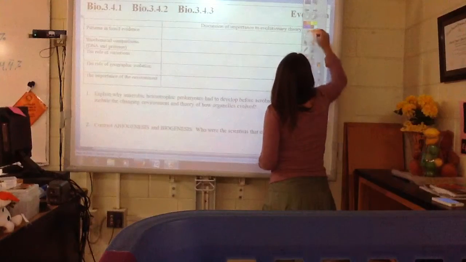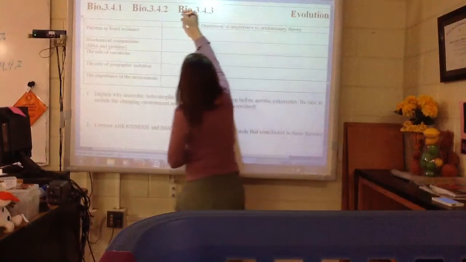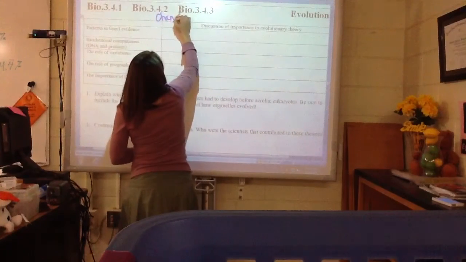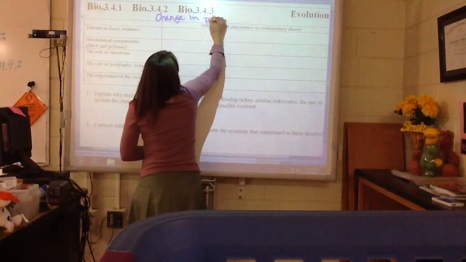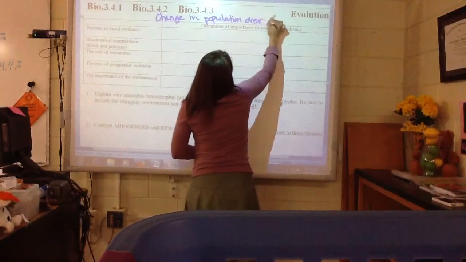When we talk about evolution, remember that the definition of evolution that we talked about is a change in a population over generations. So we're going to write that. Change in a population over generations.